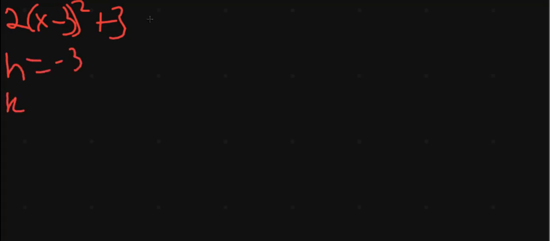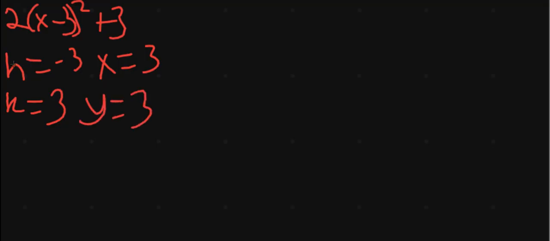Another example of this, it's pretty similar. It's 2 parentheses x minus 3 squared plus 3. Now this is the same exact equation, just with different signs for everything, just to show you how this would be a simpler type of equation. So our h value and our k value equal negative 3 and equal 3. Now our x value is going to be 3 and our y is going to be 3.